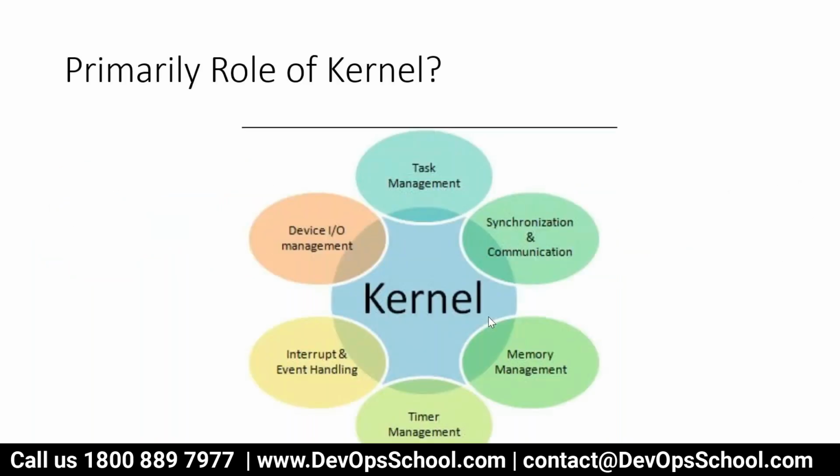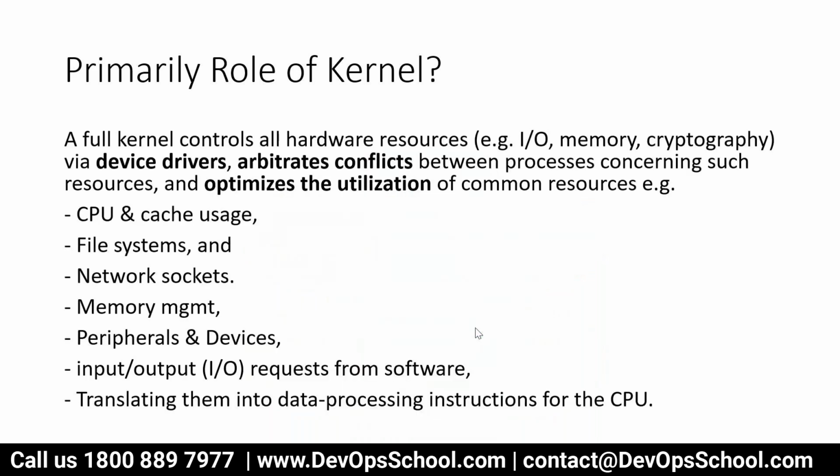So what are the primary roles of the kernel? We understood at a high level, but looking at this, the kernel manages your tasks. Task management is done by the kernel. Input and output is done by the kernel. Interrupt and event handling is done by the kernel. Timer management, memory management, and synchronization and communication. All these things are done by the kernel.